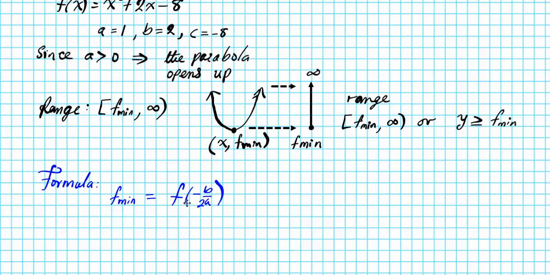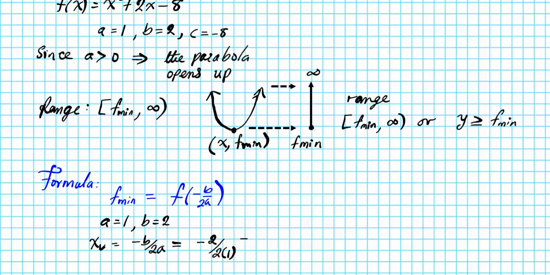So in order to find the f minimum, which will be our lowest point for the function, we just need a and b. As indicated earlier, a is 1, the coefficient of x squared, and b is 2, the coefficient of x. So first of all, we're going to find the x coordinate of the vertex, which is also known as negative b over 2a. That is what we're going to be inputting into the function to find the minimum value. So you're going to have negative b over 2a.